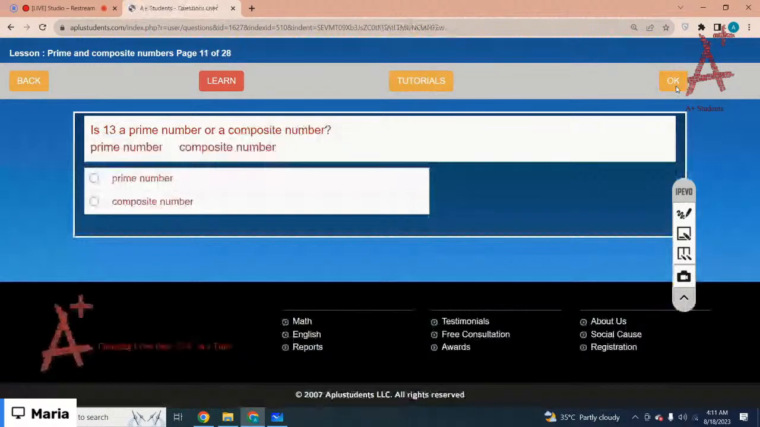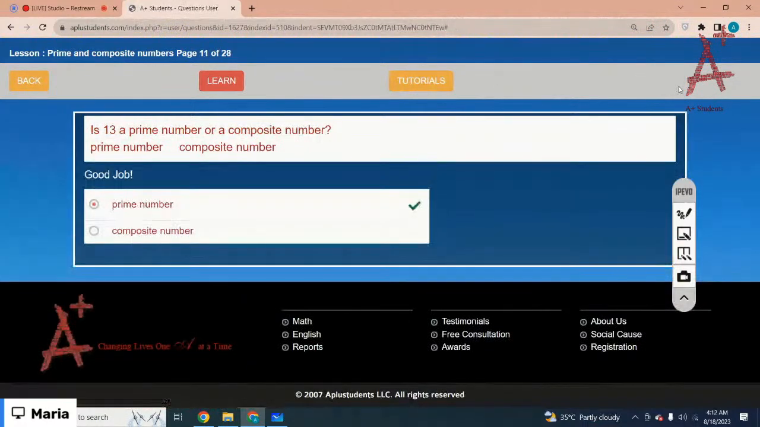Is 13 a prime number or a composite number? So which is the correct option? 13 is a prime number. 13 times 1 is 13. 13 has only two factors. So 13 is a prime number. So the correct option is 13 and 13 is a prime number.